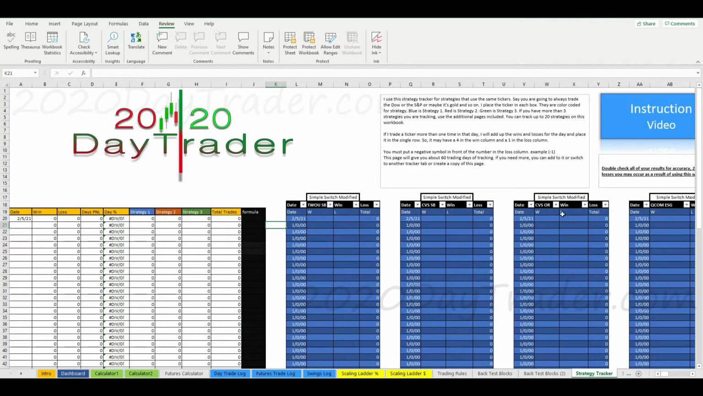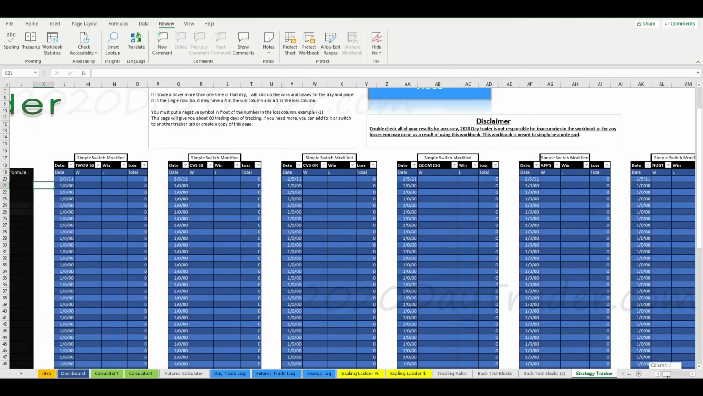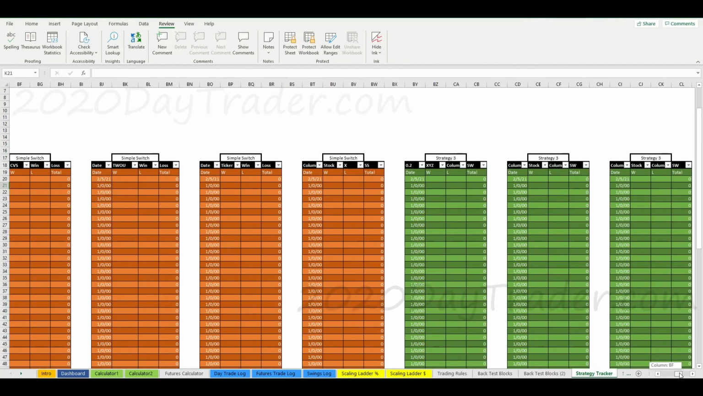So over here in strategy tracker, I have my day trading. So simple switch modified. So all my simple switch modifieds will be under strategy 1, the blues. And I got my tickers loaded in. And then as I'm doing my trades, I'll be able to compare how each strategy is doing.